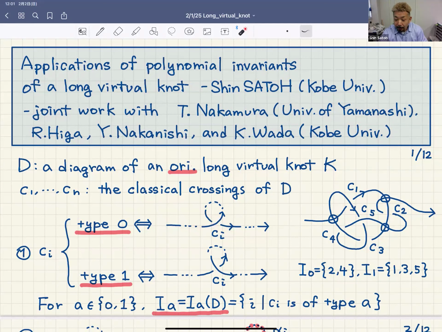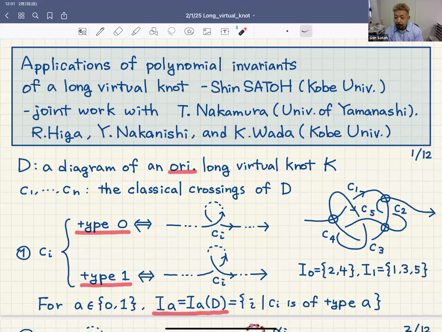On the other hand, if we go under Ci first and then over Ci second, then Ci is called of type 1. We denote by IA the set of indices of the classical crossings of type A, for A equal to 0 or 1.